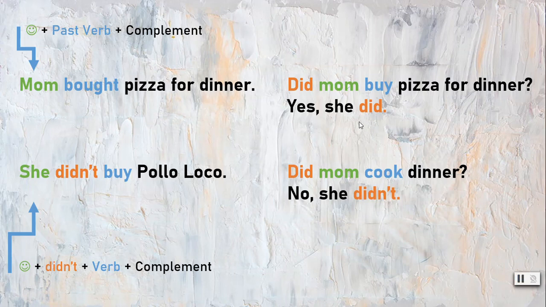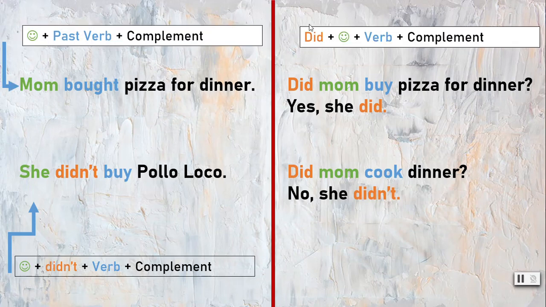Then we have yes/no questions. Remember that yes/no questions are questions that we can answer with yes or no. So, did mom buy pizza for dinner? Yes, she did. No, she didn't. We start with the auxiliary verb, did, and then the subject, mom, then the verb in the base form, la forma base. Como aquí ya tenemos el auxiliar, ya no es necesario que pongamos la carga del pasado. Buy, and then the complement, pizza for dinner. Did mom buy pizza for dinner?